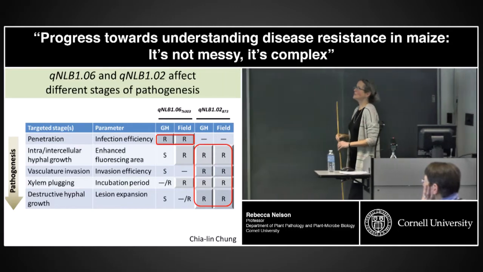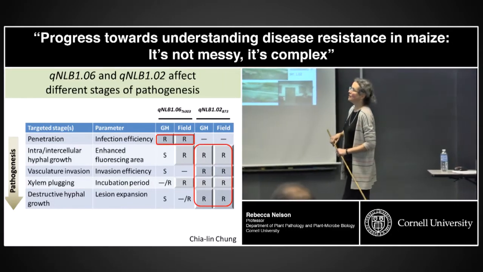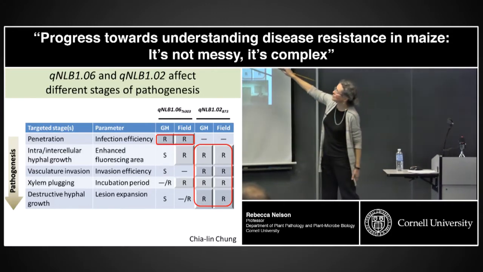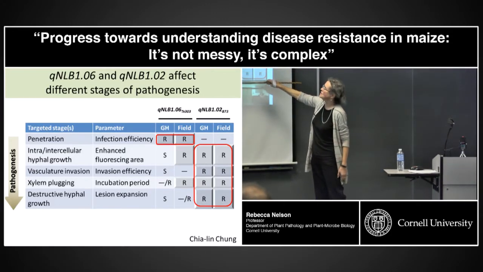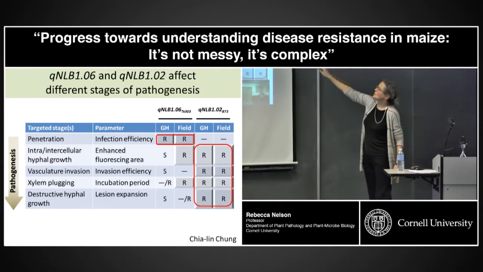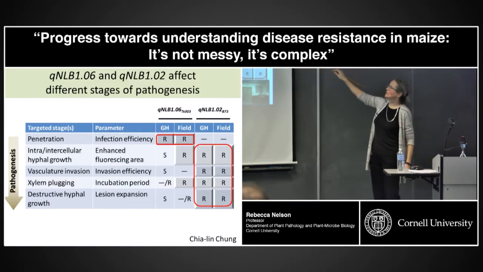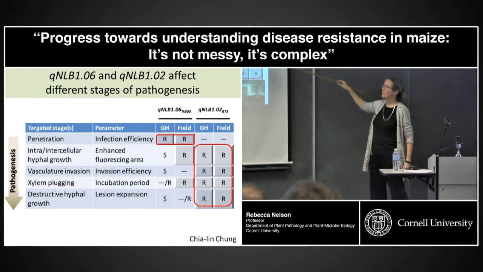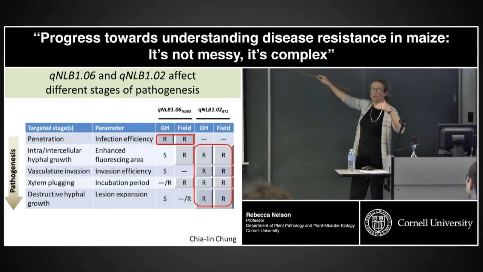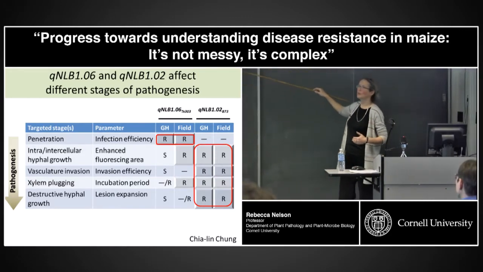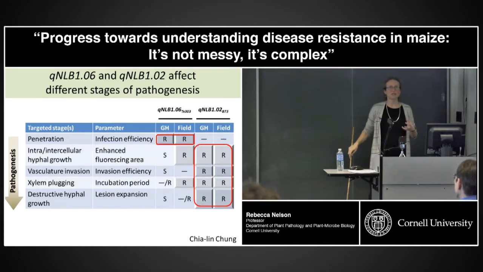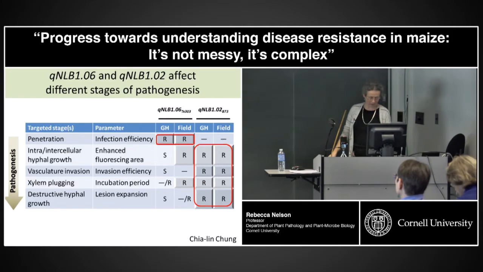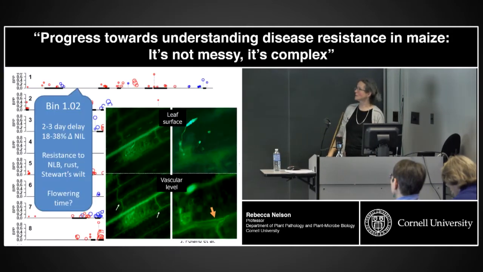So she characterized them under the microscope and saw that they had different microscopic phenotypes. So these are the different stages in pathogenesis. And she saw that the 106 QTL, the one with a slightly less effect, affected the early stages of pathogenesis, whereas the one with a bigger susceptibility effect affected the later stages of pathogenesis, the invasion of the vasculature. So these are different loci with different developmental effects on the pathogenesis process.